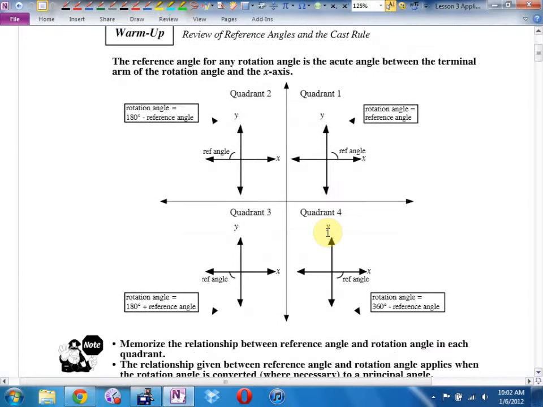We said that the reference angle, if you were in this quadrant, that was your reference angle. If you were in this quadrant, that was the reference angle. If you were in this quadrant, that was the reference angle. If you were in this quadrant, that was the reference angle. You guys have lines there, do you not? Yeah, for some reason mine vanished.